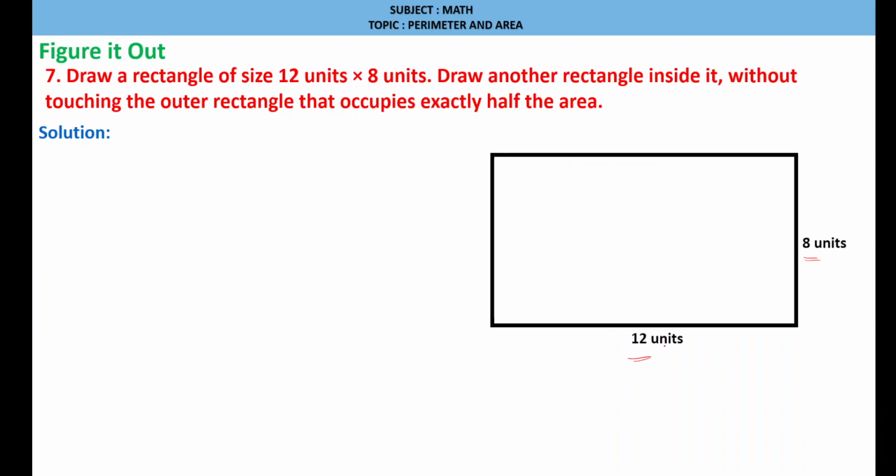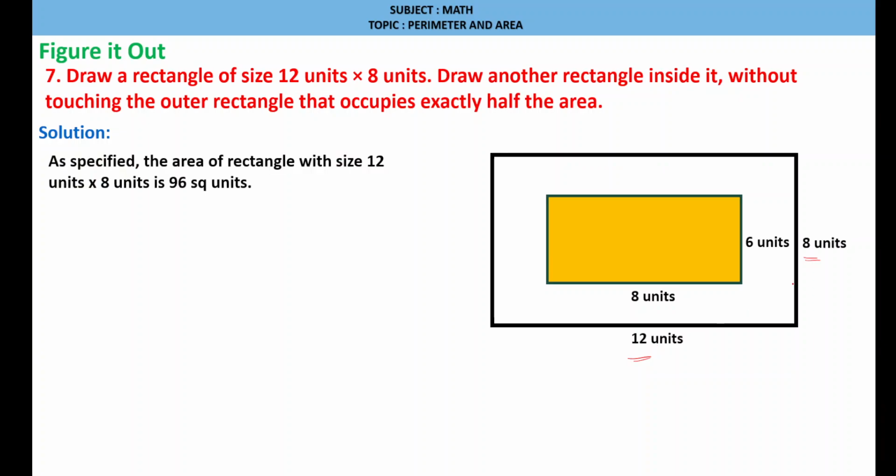So the area of this one is 12 into 8, which is 96 square units. As specified, the area of the rectangle of size 12 units by 8 units is 96 square units. The area of the inner rectangle we are drawing, of size 8 units by 6 units, will be 48 square units.